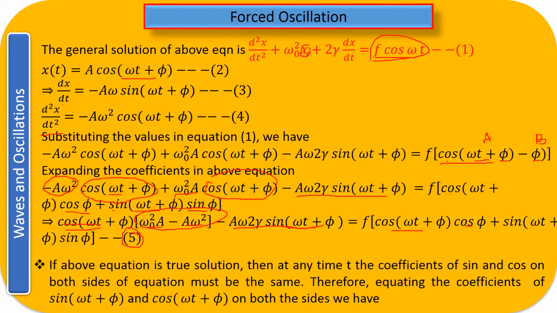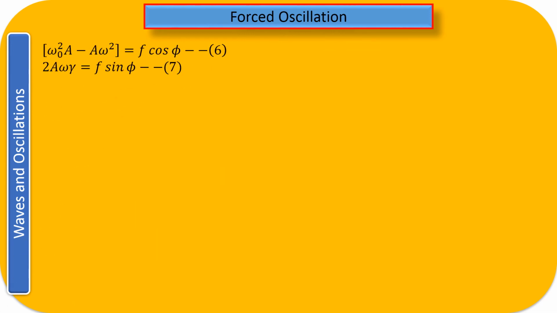And the right hand side is F cos φ, because it is multiplied by F. Similarly, you can take the sine φ, and you can equate it in the next slide. So after equating the coefficients, ω₀²a − aω² equals F cos φ. And similarly, the coefficient of sin(ωt + φ) on both sides gives 2aωγ equal to F sin φ.